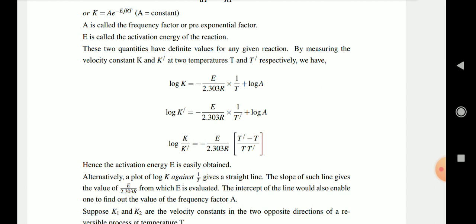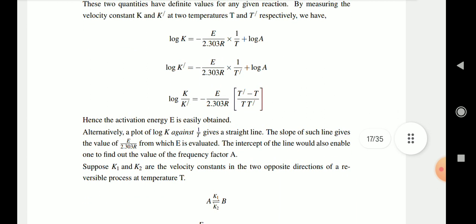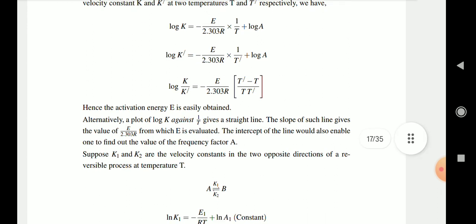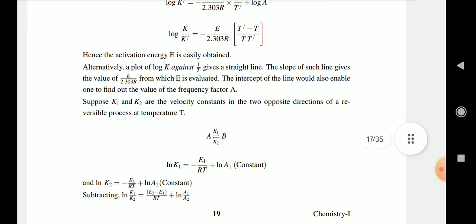Alternatively, a plot of log k against 1/T gives a straight line. The slope of such a line gives the value of E/2.303R, from which E is evaluated. The intercept of the line also enables one to find out the value of the frequency factor. Suppose K1 and K2 are the velocity constants of the two opposite directions of a reversible process at temperature T.